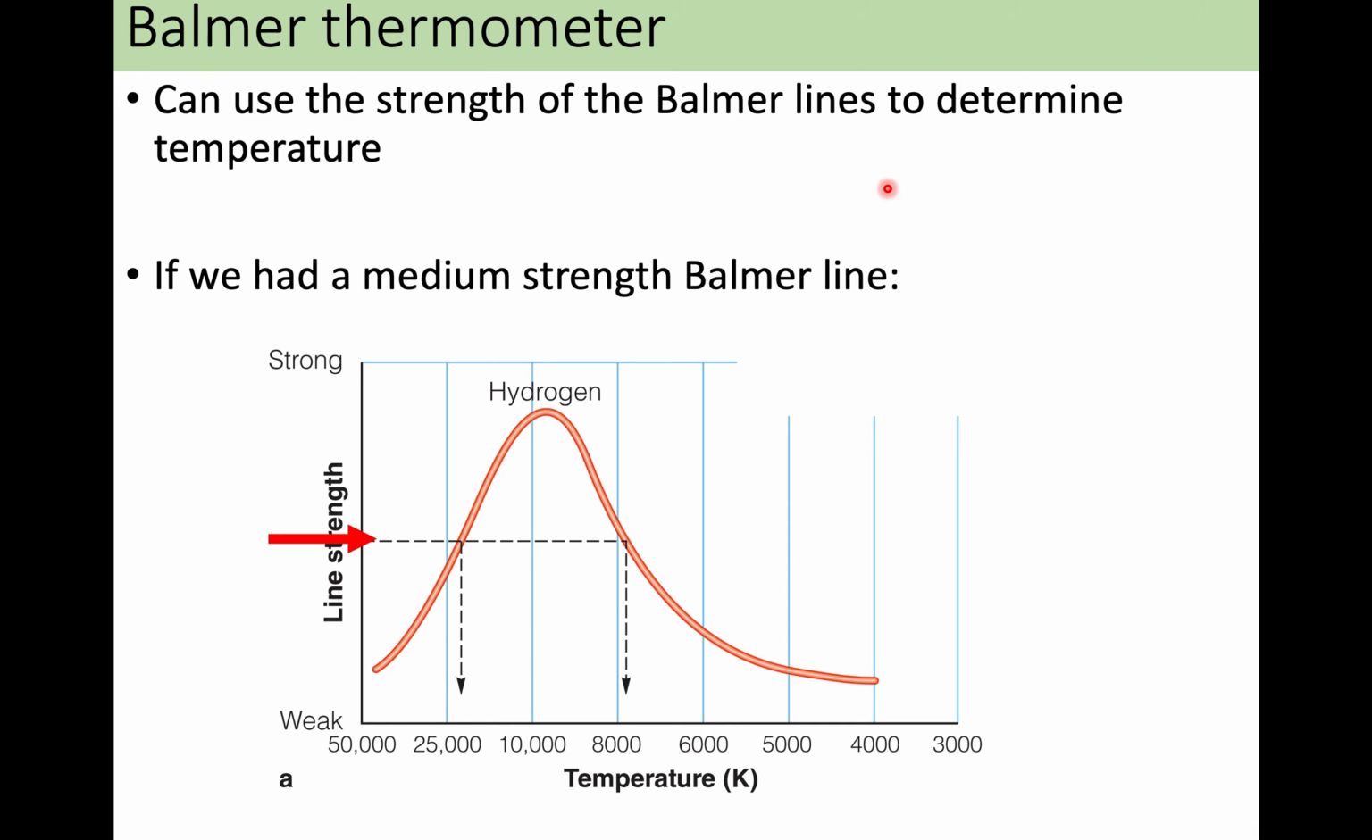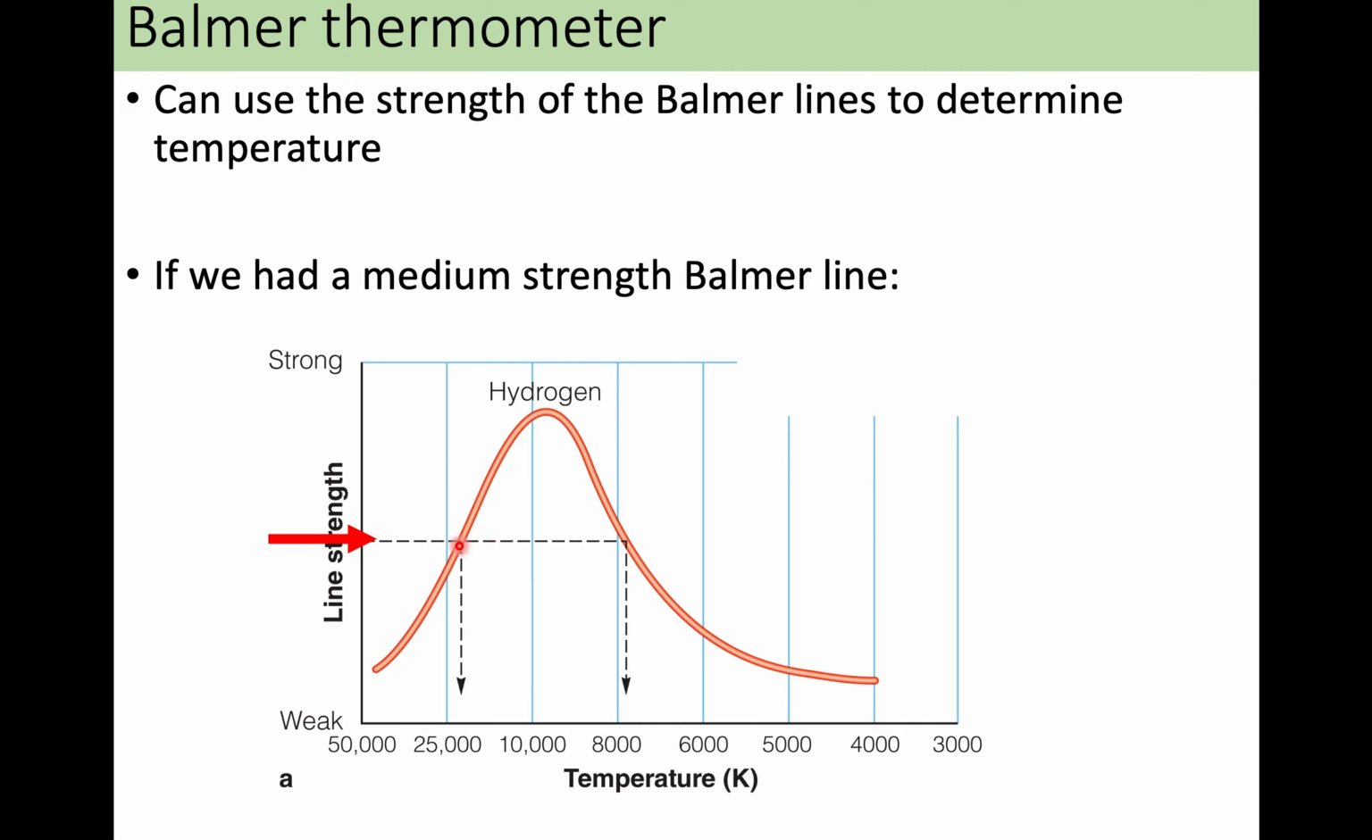If we had a medium strength Balmer line, here is the line strength versus temperature. Let's say we have weak at the bottom, strong at the top. Here's our line strength, and we're looking at the hydrogen curve. Where our line strength matches up, we can say, okay, our star could be about 8,000 Kelvin, or it could be about 20,000 Kelvin. Great.